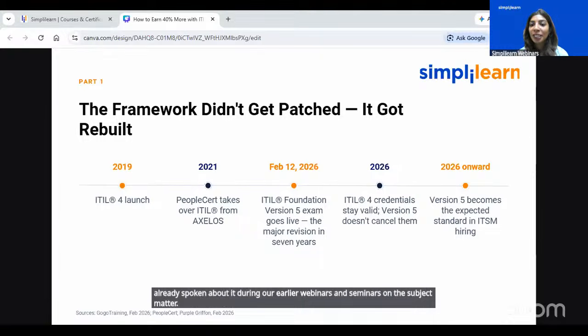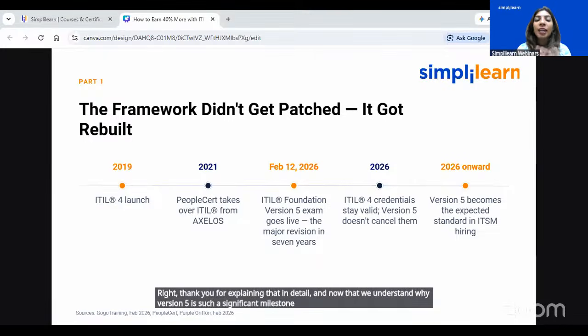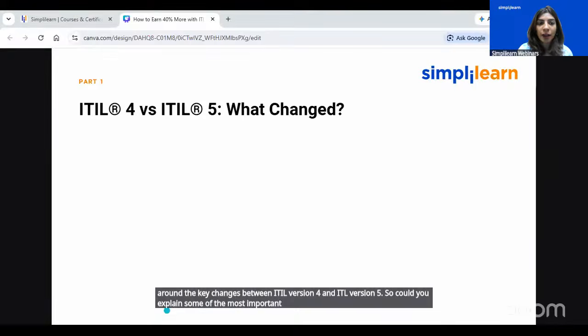Right. Thank you for explaining that in detail. Now that we understand why version 5 is such a significant milestone, I think there are a lot of questions around the key changes between ITIL version 4 and ITIL version 5. So could you explain some of the most important changes that have happened?